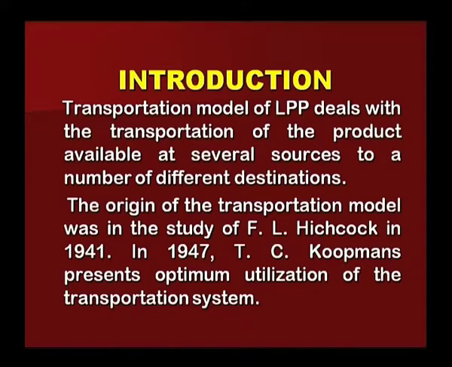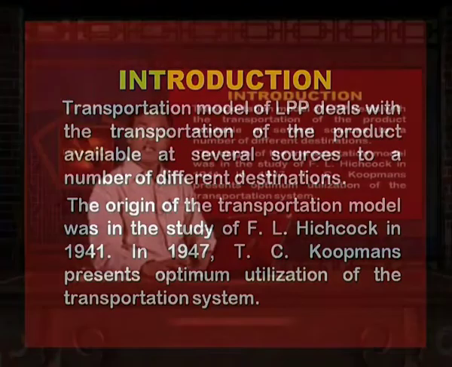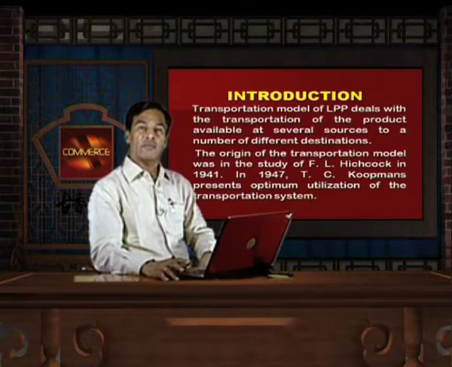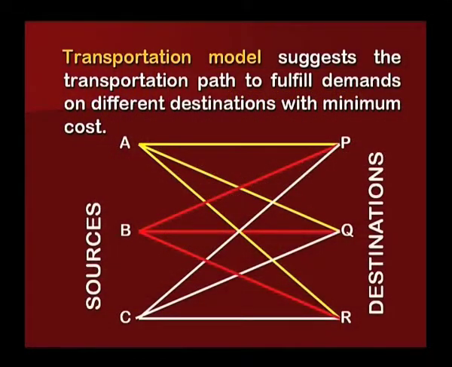different destinations. The origin of the transportation model was in the study of F. L. Hitchcock in 1941. In 1947, T. C. Koopmans presented optimum utilization of the transportation system. The transportation problem is to fulfill demand and supply at different sources and destinations at minimum cost. The transportation model suggests the transportation path to fulfill demand at different destinations with minimum cost.